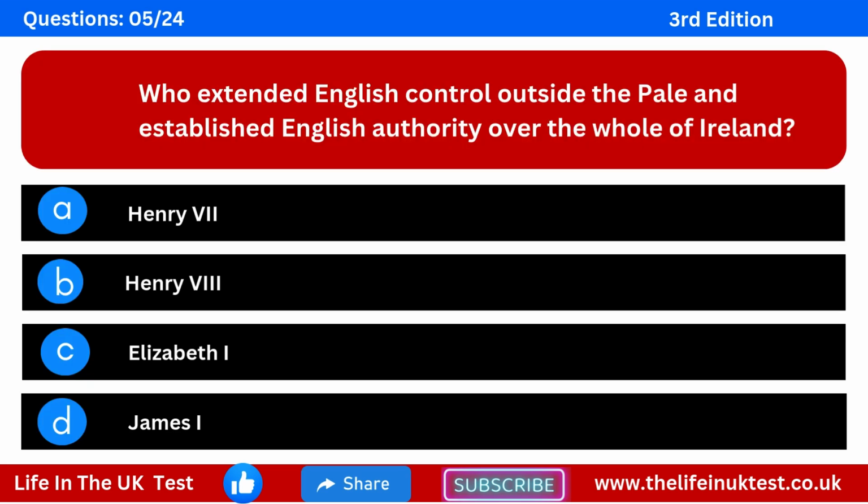Question 5. Who extended English control outside the Pale and established English authority over the whole of Ireland? Option A. Henry VII. Option B. Henry VIII. Option C. Elizabeth I. Option D. James I.